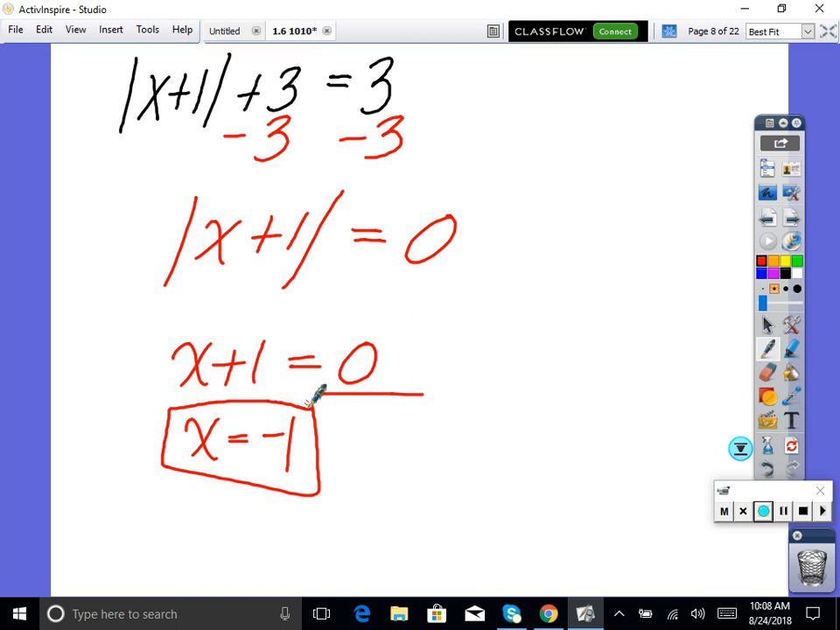Yes, because our answer is negative 1, but that would be 0 distance still on a number line. Our dot would be at negative 1 instead of all of the solutions between this interval and this interval. So only negative 1 is the only thing that makes this a true statement, a distance of 0. Okay.